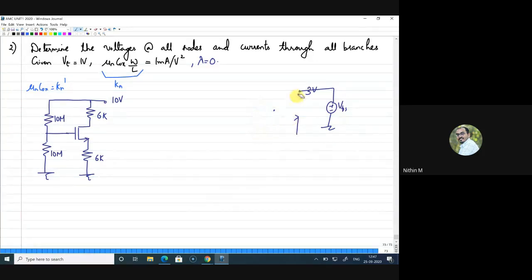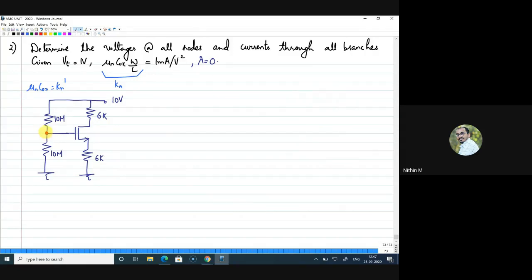No, we will not look at the biasing types, but we will see these kind of circuits again. So this is nothing but your voltage divider biasing. Now the question is, determine the voltages at all the nodes. So let me mark the nodes first. This node is connected to supply, so no need to consider that.